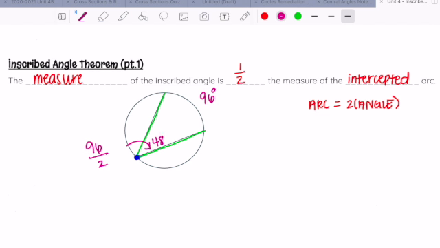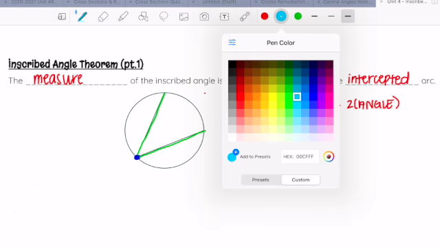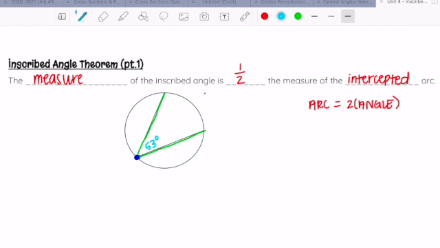If I give you this type of problem, where let's say my angle measure is, I don't know, let's say 53 degrees, then to find my arc measure, I'm going to take 2, multiply it by 53, and that gives me 2 times 53, I'm working it out myself, equals an arc measure of 106 degrees.